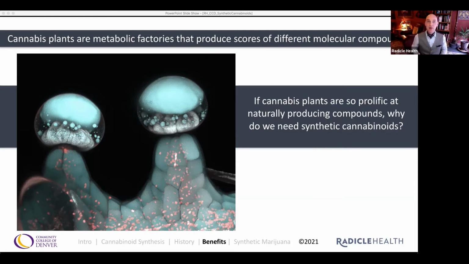Initially synthetic cannabinoids were developed for research. Because there were legal restrictions, it limited the availability of plant-derived cannabinoids, and it really forced researchers to develop similar compounds. More recently, however, businesses are starting to see profit-related reasons for developing synthetic cannabinoids. By the way, this is a microscopic picture of a trichome.